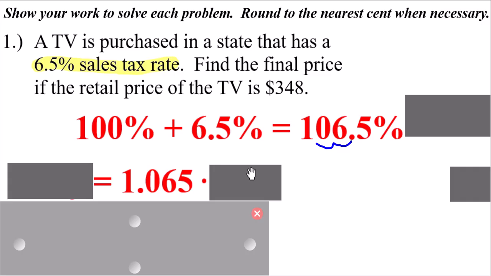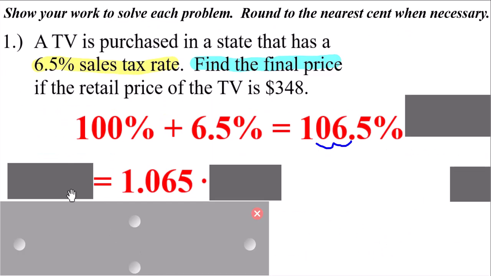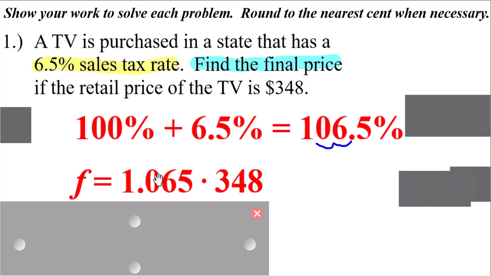Did the problem tell us the original price? Well, it did. I can tell right here that the problem is literally telling me to find the final price. And as we mentioned up here above, final price is what you get as a result from multiplying the percent in decimal form times the original price. So that is the unknown final price. That's going to go here. The retail price is a fancy way of saying the original price before tax is applied. So that is what the percent in decimal form will get multiplied to.